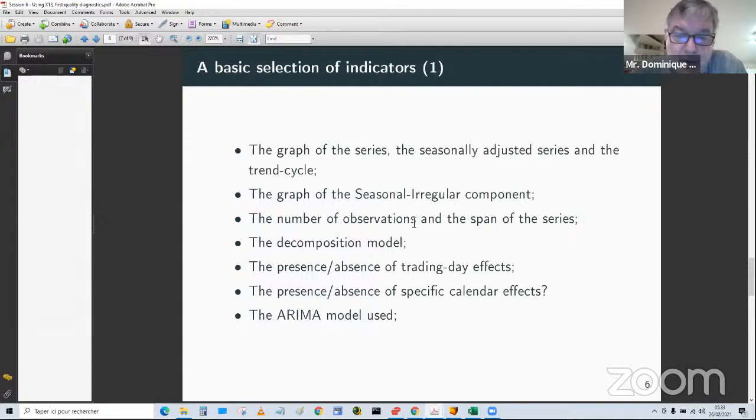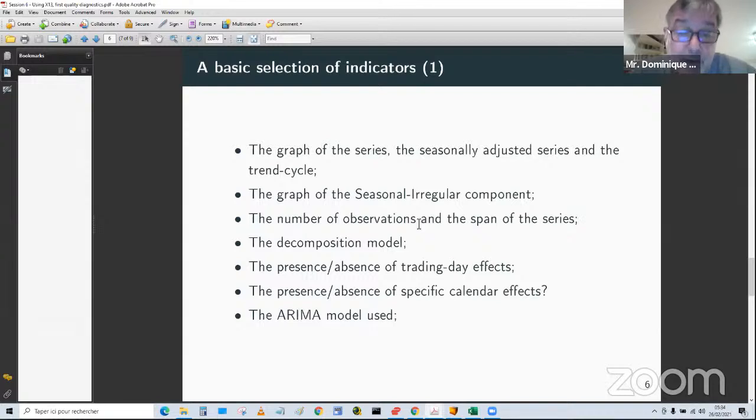Why? Because if I do not have a lot of information, I cannot expect a very stable model, and I do not want to have too many regressors in my model. So let me be clear. If I have 3 years of data, which means 12 data points for a quarterly series, I will certainly not try to estimate a trading day effect, because I have just 12 data points.